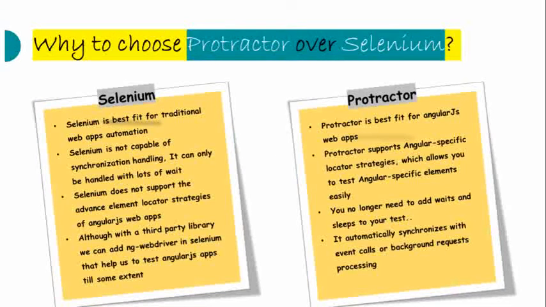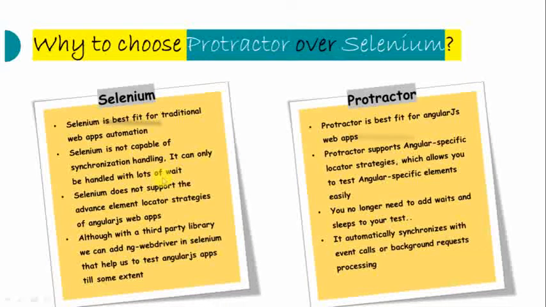So now the question is, why choose Protractor over Selenium? When we already have a very powerful web automation framework like Selenium, then what is the point of choosing Protractor? So let's differentiate it. Selenium is best fit for traditional web application automation. Selenium is not capable of synchronization handling. It can only be handled with lots of waits.